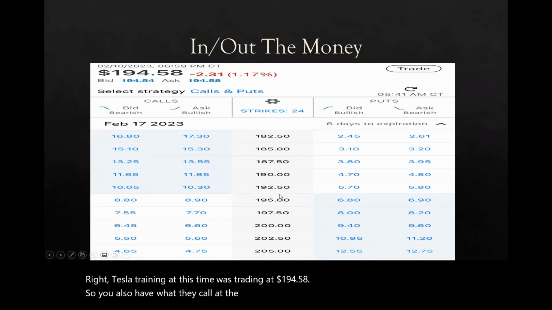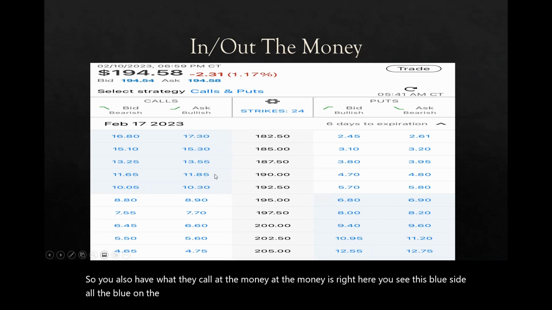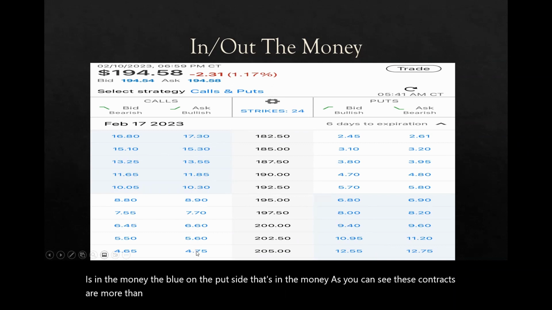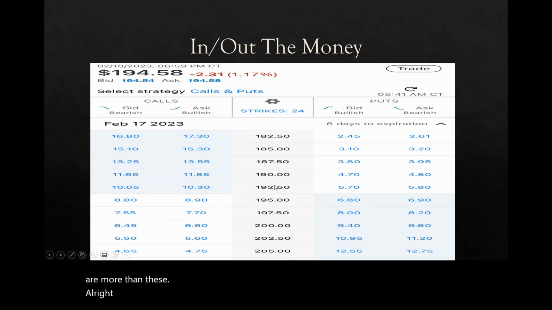So you also have what they call at the money. At the money is right here. You see this blue side, all the blue on the call side is in the money. The blue on the put side, that's in the money. As you can see, these contracts are more than these. All right. So at this strike price at 192.5, to get a call, it will cost you $10.30 a share.